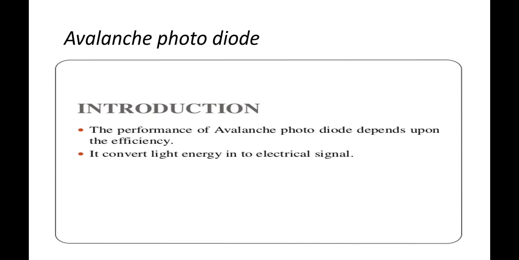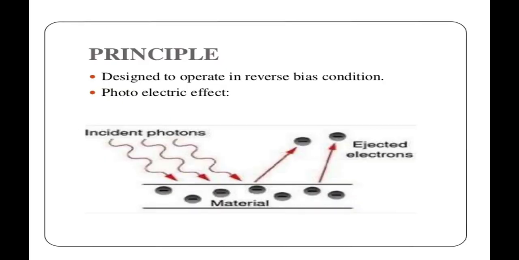A photodiode is also a semiconductor material. If light energy or any other energy or heat comes from outside onto the surface of the photo material, it converts the light energy into electrical energy. Here is the principle of operation, and it is designed to operate in reverse bias condition.